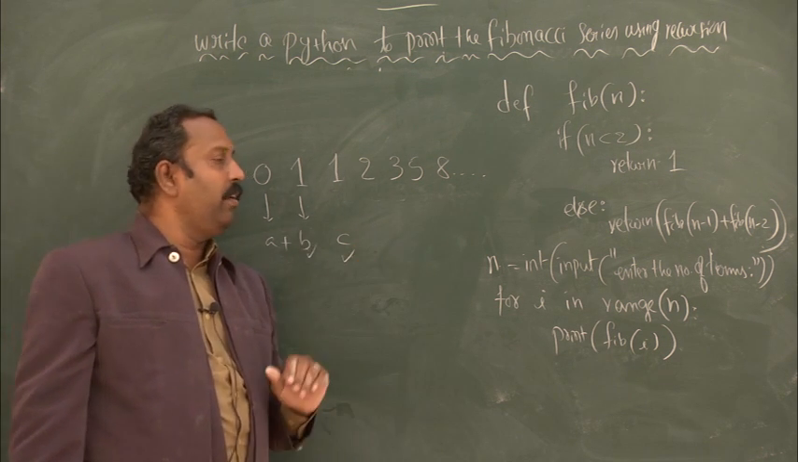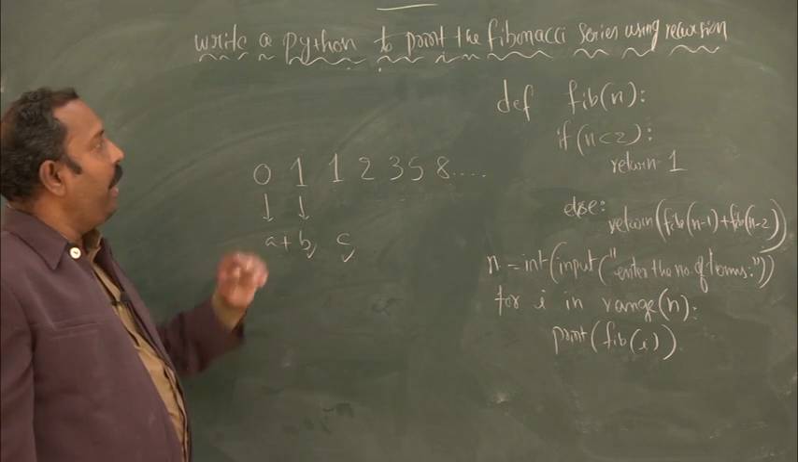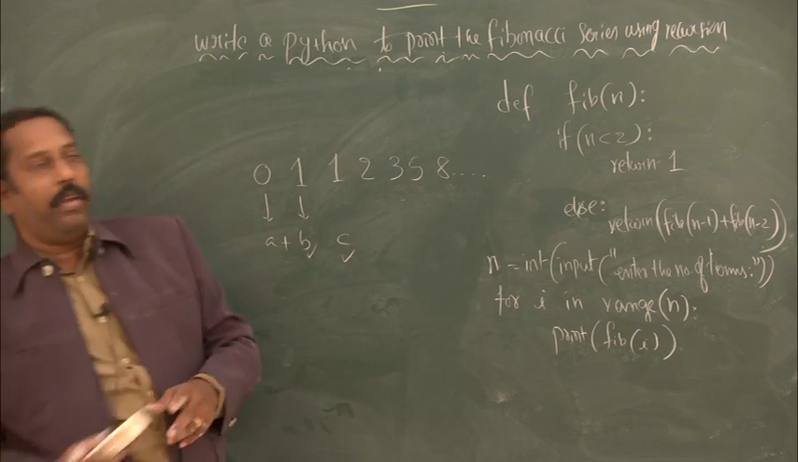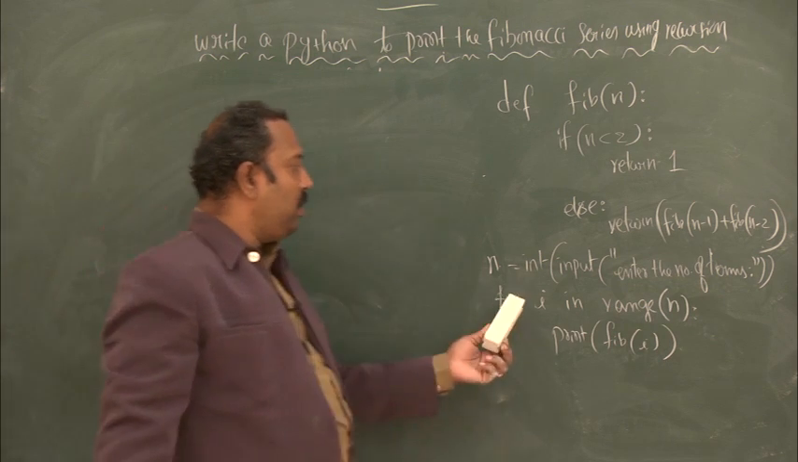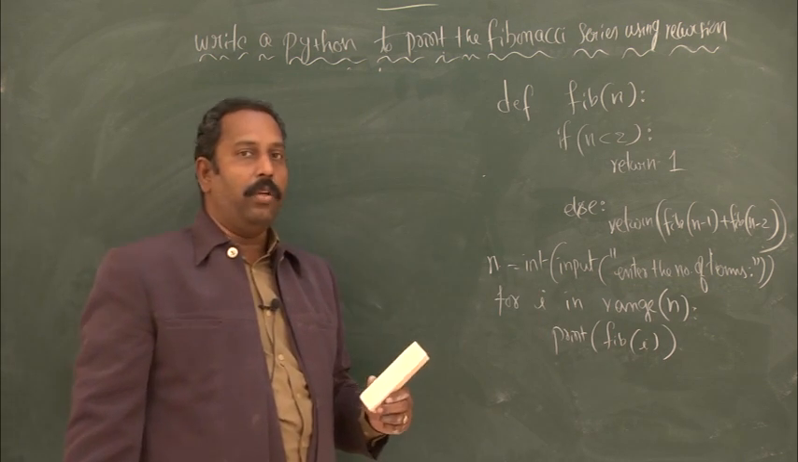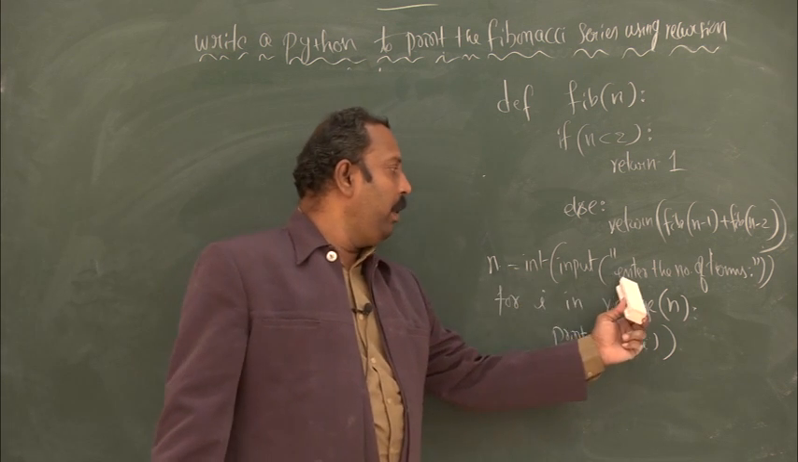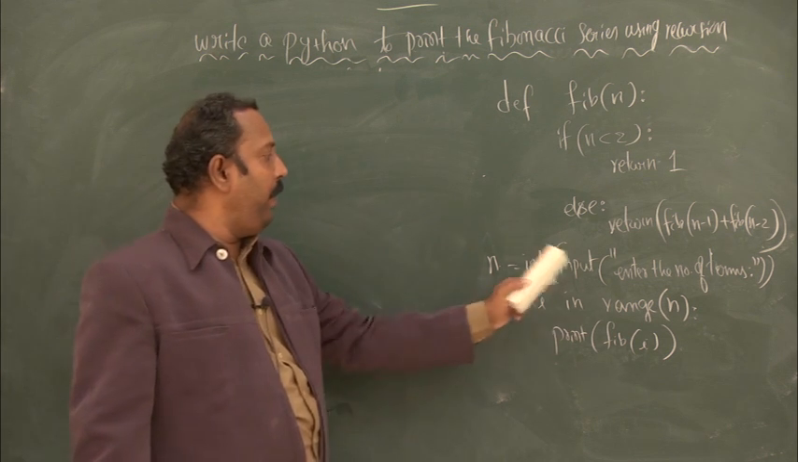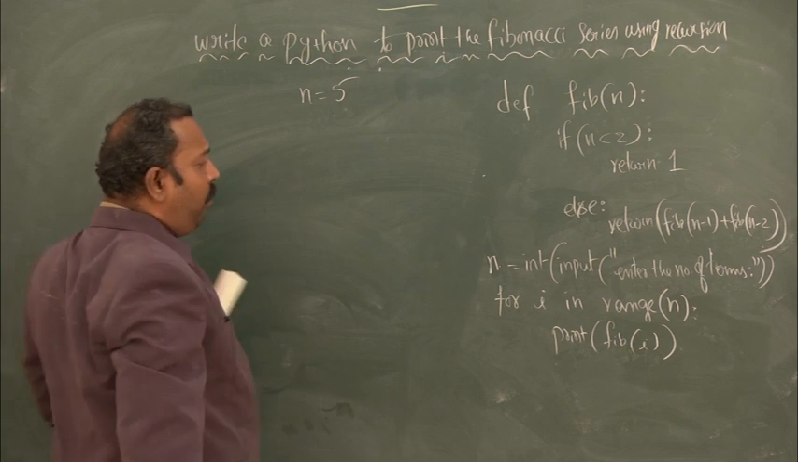In this fashion we calculate the Fibonacci series, but here we have to calculate it by using recursion. We'll see how it is going to be evaluated. For this particular recursive function we have to use a for loop. N equal to input, enter number of terms, that means how many Fibonacci numbers you want, you have to enter. For example, I have written n equal to 5.